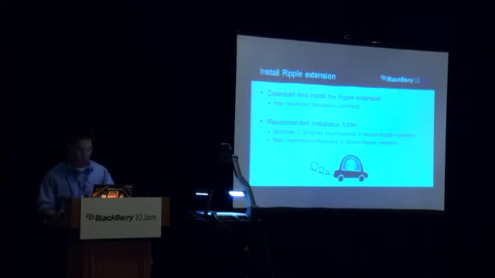Okay, the next thing you can do is install the Ripple extension. So again, you can go back to the developer site, click on the link to install that, and it will actually install it to Program Files, Research In Motion, Ripple, and the version number there.